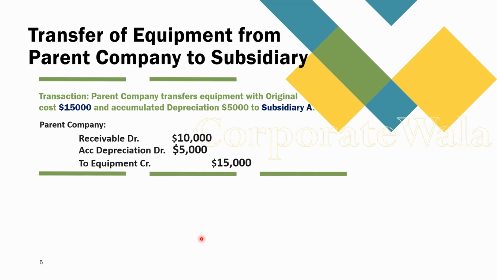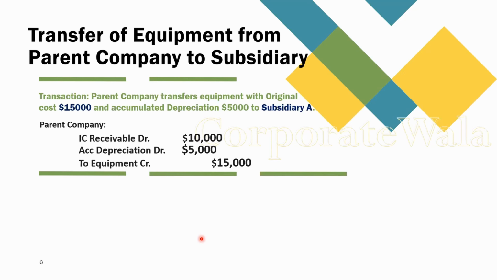But it is an intercompany transaction. So instead of just writing receivable account, what we can do here is we can write intercompany receivable account. So our entry would be intercompany receivable account debit, accumulated depreciation account debit to equipment account with 15,000 rupees.